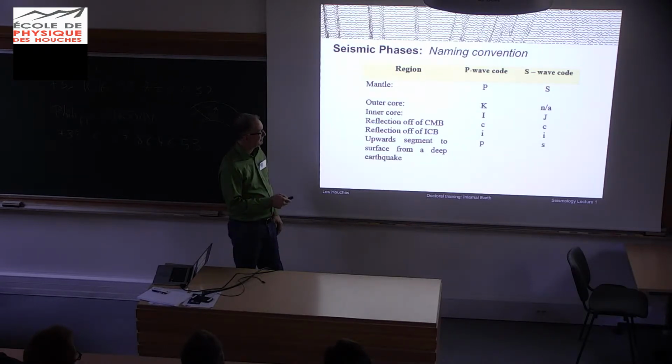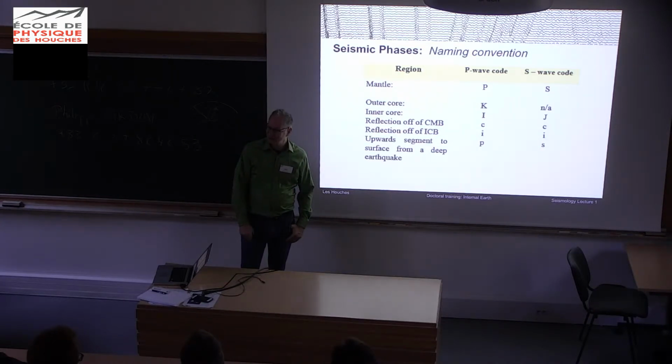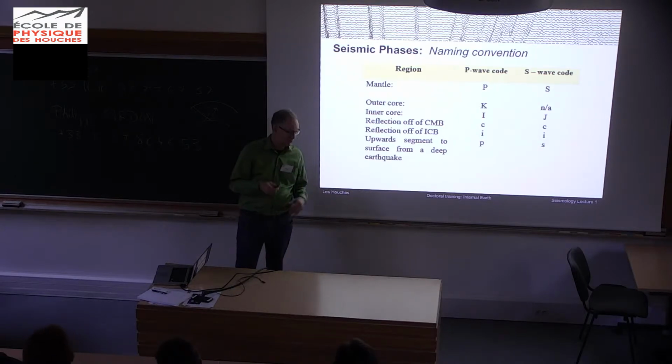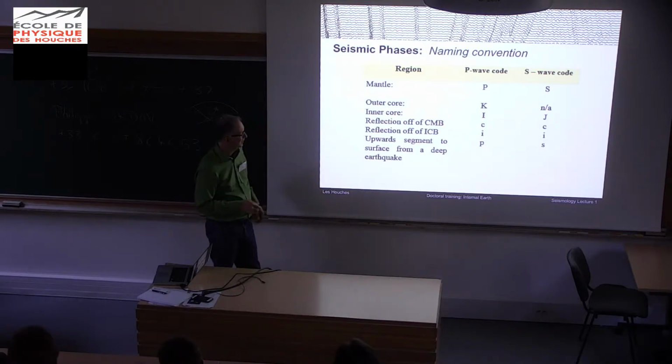The inner core gets a capital I. I never thought, is that for inner? Layman? Is that why they did I? Yeah, inner. And J, it's a very controversial J to see an S wave in the inner core. Actually, it's not controversial for some, but it's very hard to see. If you reflect off the core-mantle boundary, it doesn't matter what the wave motion is, it inherits a little c. If it reflects off the inner core, it inherits a little i.